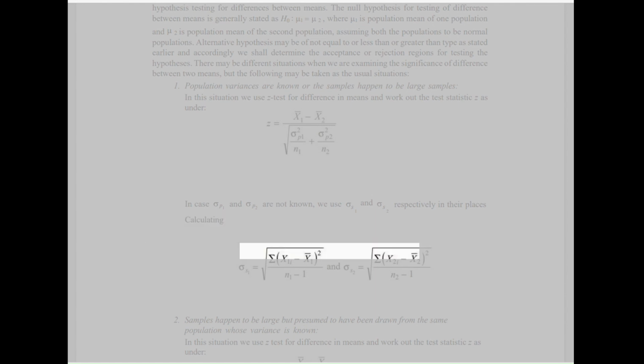Pause the video to look at the formula. 2. Two samples happen to be large but presumed to have been drawn from the same population whose variance is known. In this situation, we use z-test for difference in means and work out the test statistic z as under. Z equals 2. In case sigma is not known, we use combined standard deviation of the two samples, S1,2, in its place while calculating.